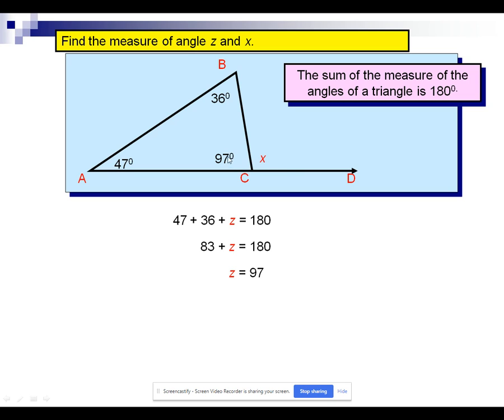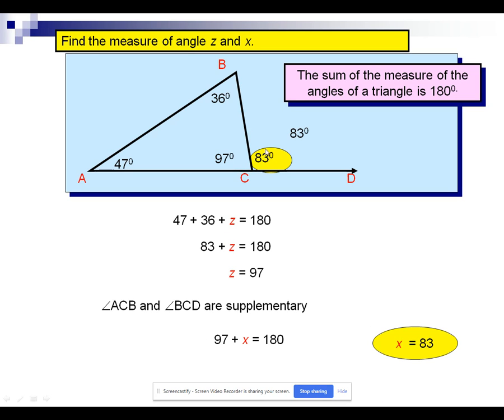Right now, you should be able to look at these two and say 97 and X are what type of angle pair? They form a straight line. They're right next to each other. So you could say that they are supplementary. Angle ACB, which is this one, and angle BCD, which is the outside one, are supplementary. So we know that 97 plus X has to be 180. So if you do 180 minus 97, we know that the outside angle is 83.